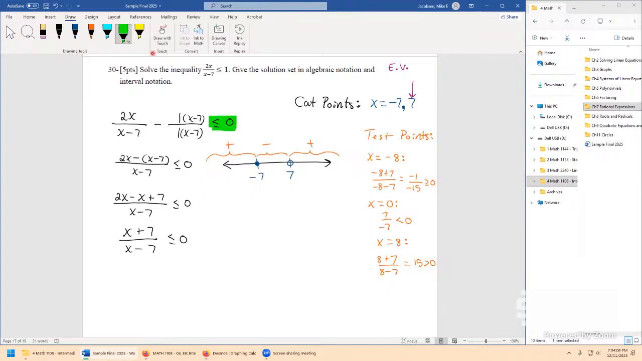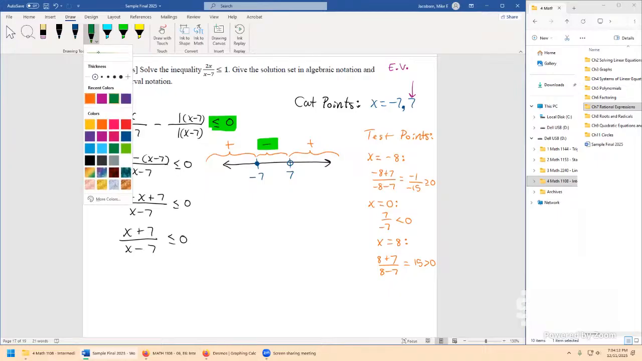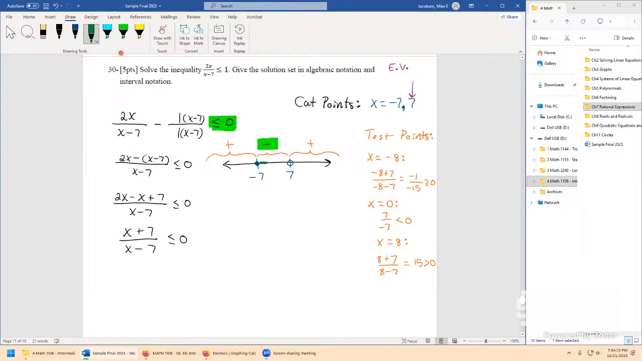When it said less than or equal to 0, it meant we were going for this region where the negatives are. And so this is the entire solution set. It goes from -7 inclusive up to 7 excluding it. So in interval notation, start with a bracket rather, from -7 to 7 is that solution set. Well, we have the solution set in algebraic notation, that's this right here, and also in interval notation. We use the graph as a support to get down to here.